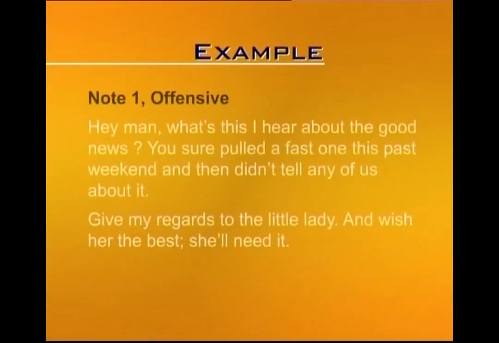Note 1 is offensive. "Hey man, what's this I hear about the good news? You sure pulled a fast one this past weekend and then didn't tell any of us about it. Give my regards to the little lady and wish her the best. She'll need it." Now, this note is probably written from somebody who's very familiar with the other person, but it is still very, very abrupt. The person who's written it has been trying to be humorous, but it doesn't come across that way. It comes across as very abrupt and, in fact, in an irritating way as well.